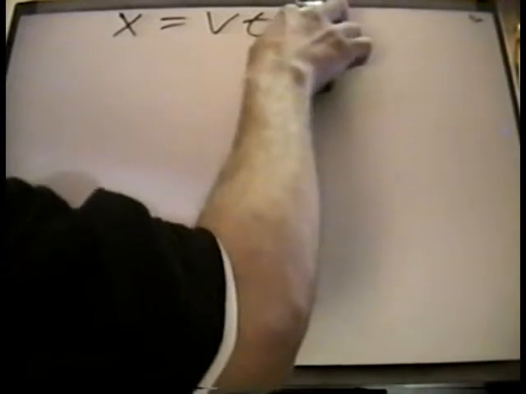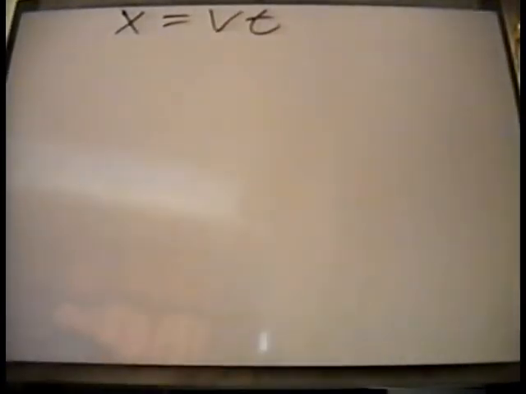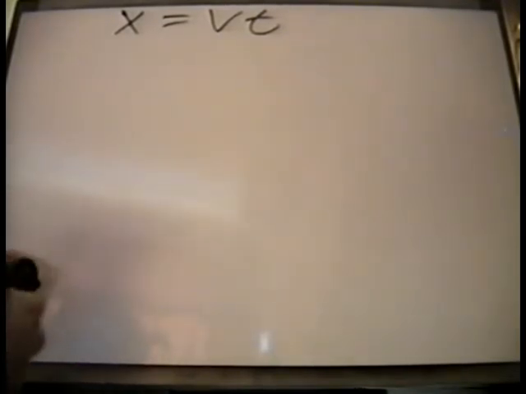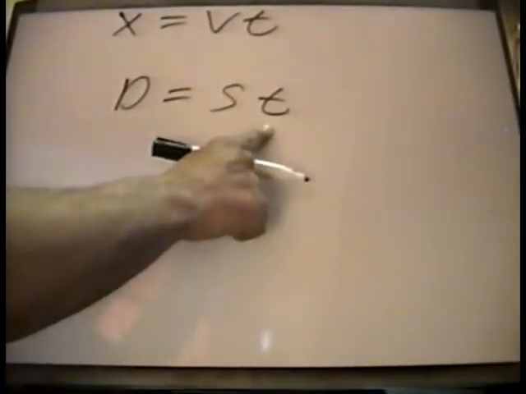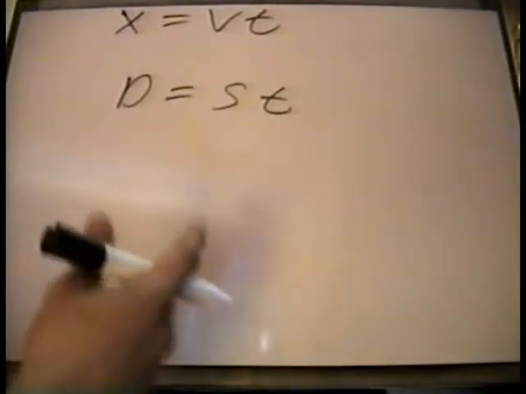Okay, so knowing this, dealing with this formula here, this is a distance formula. Distance equals v by t, where v is the speed and t is time. Or you would say d equals s by t. D is distance, s is speed, and t is time. Okay, same thing.